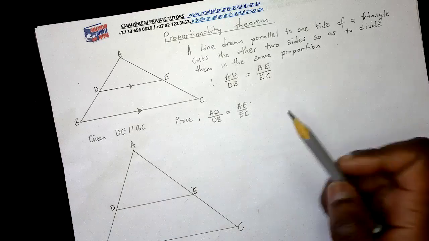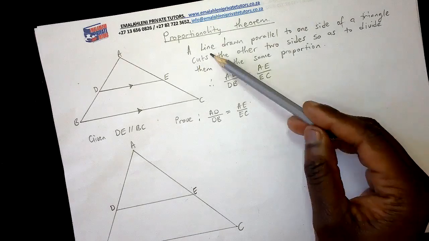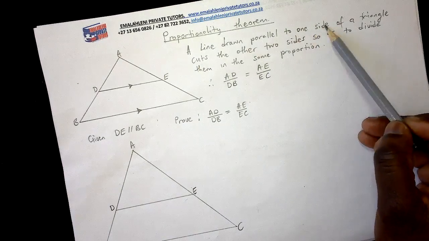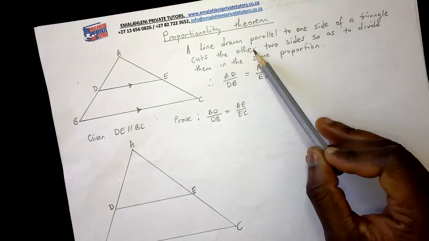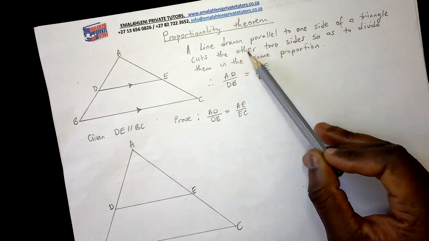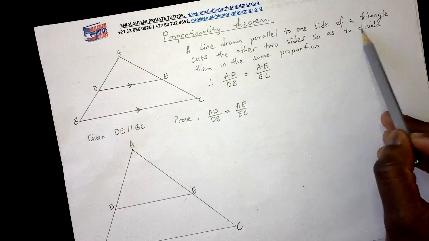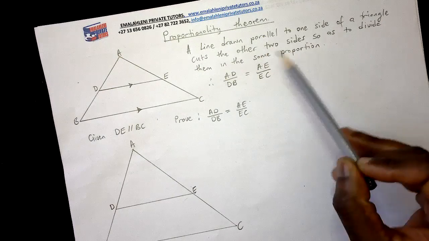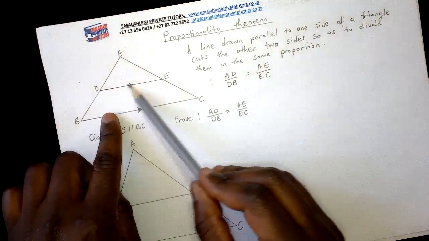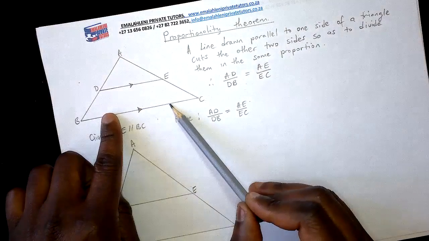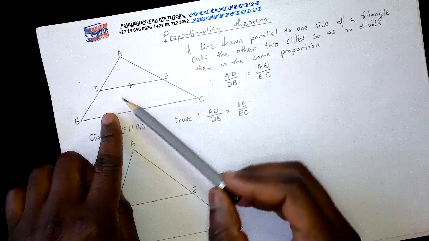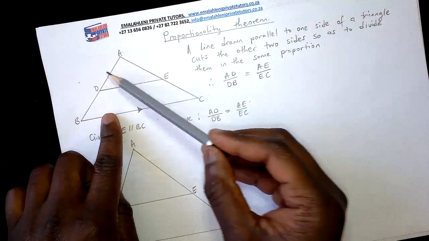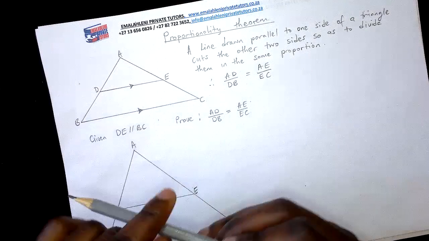Now, we are saying that the proportionality theorem says a line drawn parallel to one side of a triangle cuts the other two sides so as to divide them in the same proportion. So if this line here is parallel to this side of the triangle, the two sides here are actually cut in the same proportion.